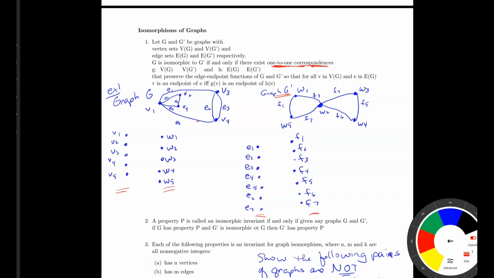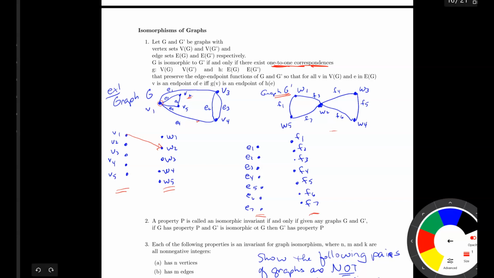So let's start with vertex V1. Vertex V1 here has a degree of 4. So I'm looking over here to see which vertex has degree 4. There's only one, so that's got to go to here. All right, so let's look at V2, just moving along my graph here. Where is V2? Here it is. There's V2 right here.